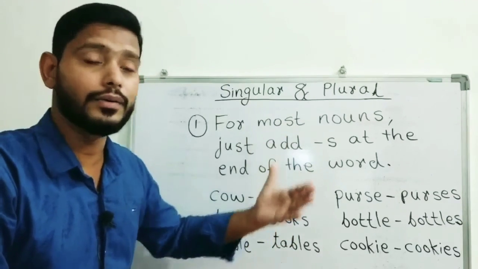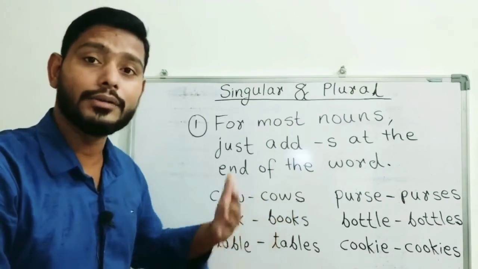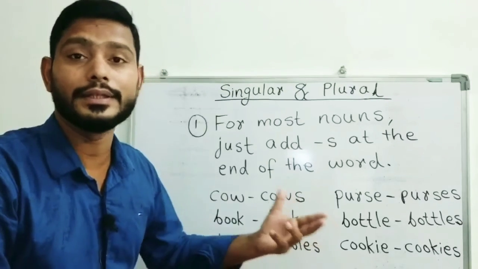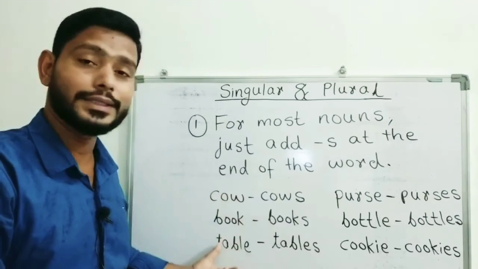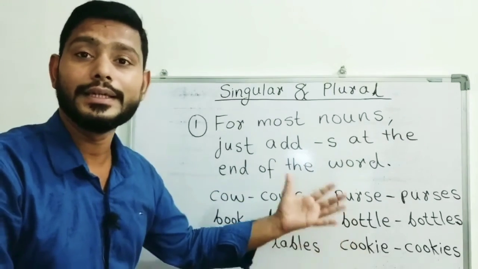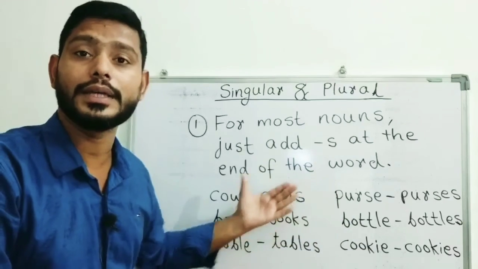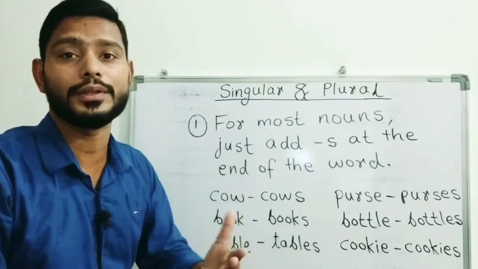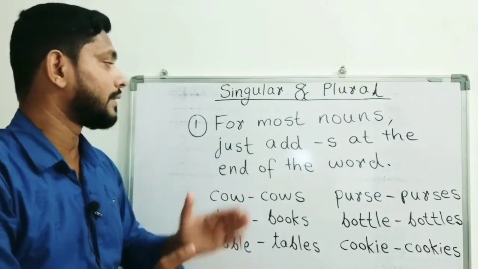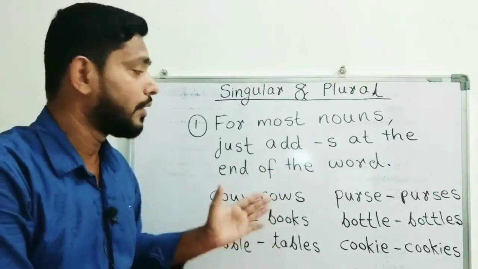Cows, there are many cows in the field. Books, I have some English books. Tables, okay, there are 3 tables in this room. Okay, so here it is singular nouns and here plural nouns. So here you can just see some of the examples of singular nouns and plural nouns, especially the rule that we have just seen just now. For most nouns, just add s at the end of the word to make it into plural.